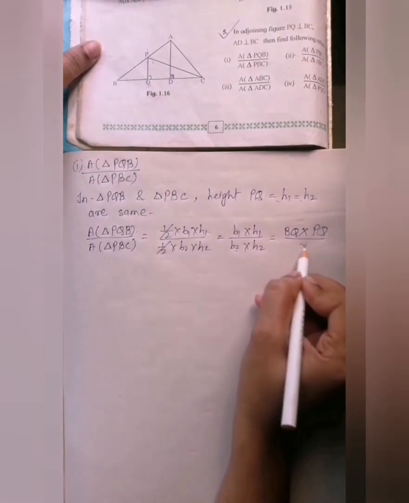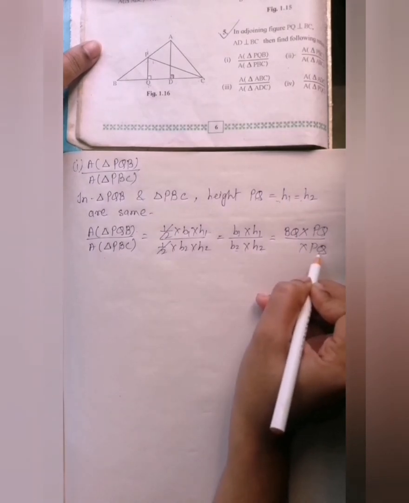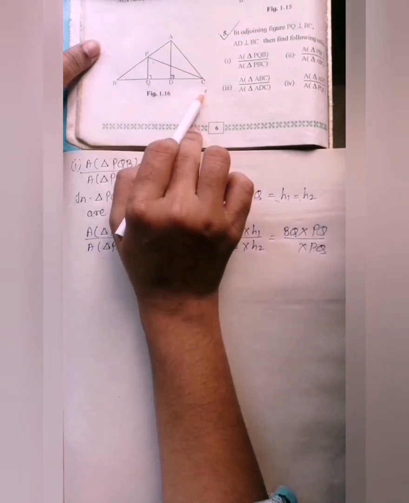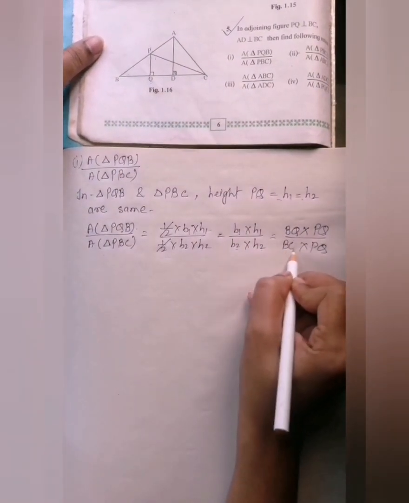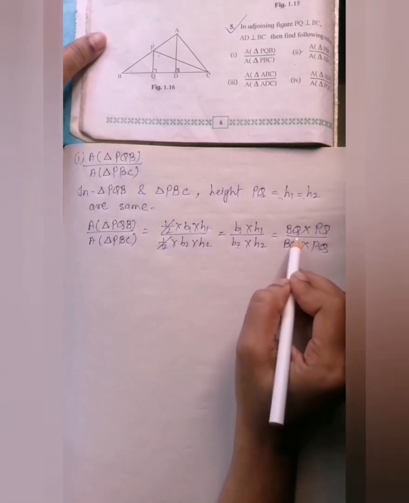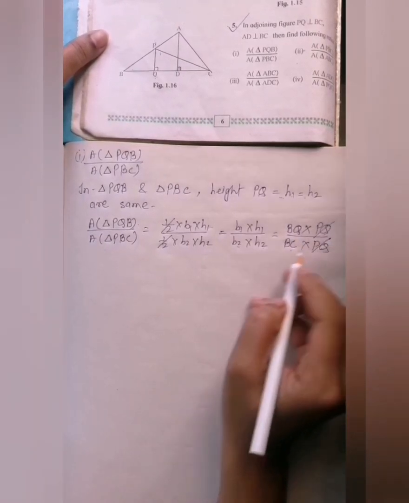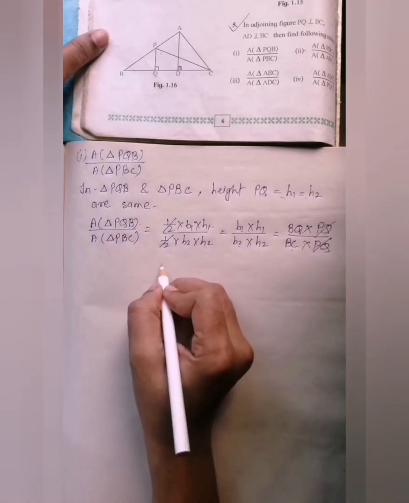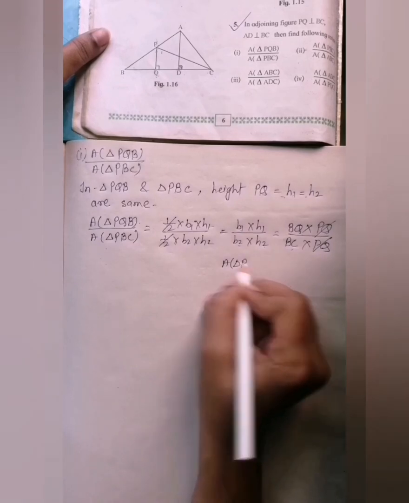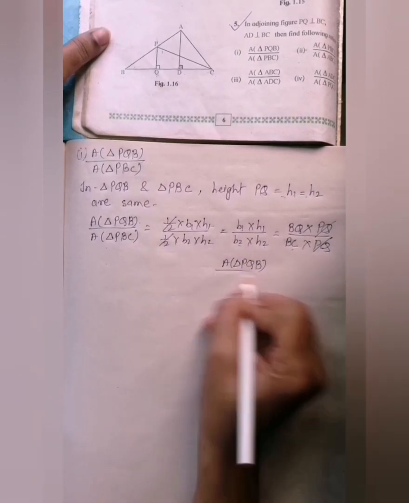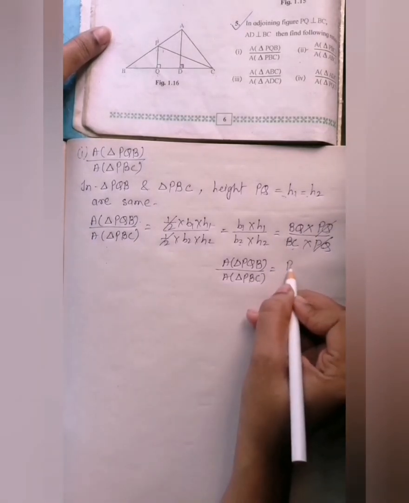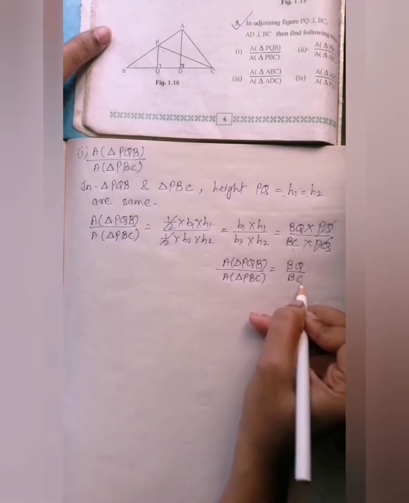After that B2 and H2. H2 is what? Same as it is. So write down here PQ as it is. And what is the base of this one? B and C. Clear? So write down here BC. So this PQ gets cancelled. We'll get PQ upon BC. Clear? So this cancels. So we get area of triangle PQB upon area of triangle PBC equals BQ upon BC.